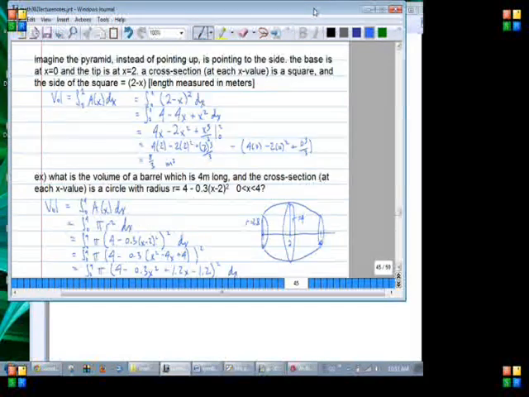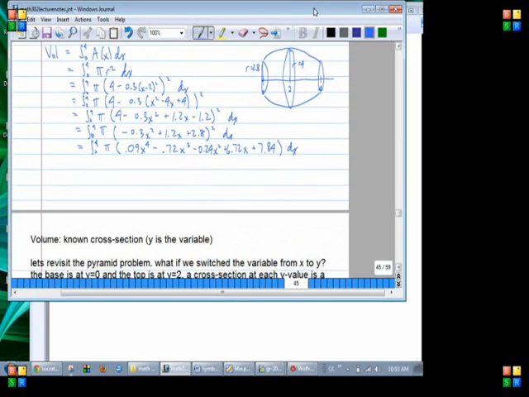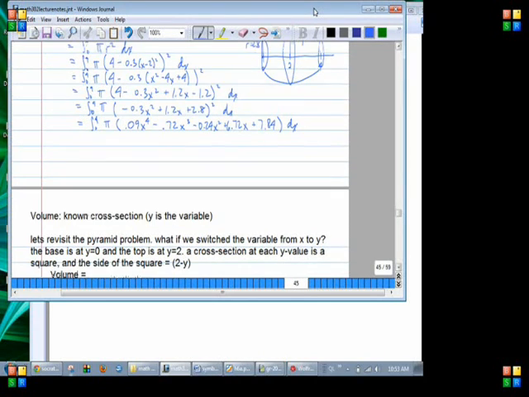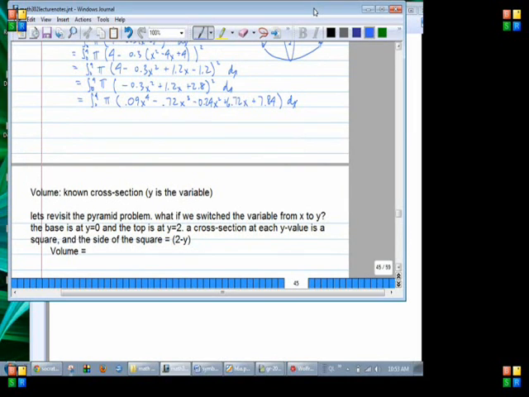All right. So any questions about this first idea of how to find the volume? Okay. So the short version is, once you know what the area is, or the area function is, you need the integral of the area dx, and that gives you the volume. Okay.